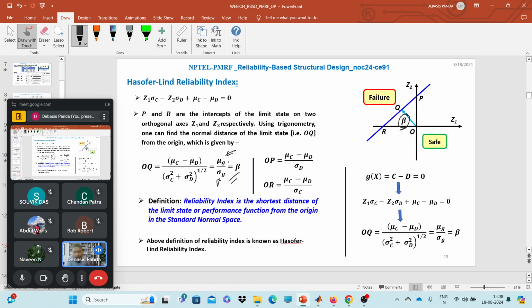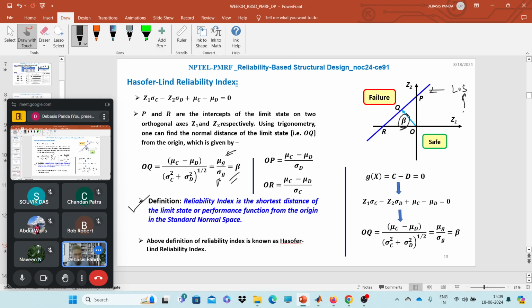Like in MVFOSM, we calculated mu g and sigma g from the variance algebra, considering Taylor series expansion, and our reference point was the mean point. But here we first convert the limit state into standard normal space, and then we find the minimum distance of the limit state function in the standard normal domain from the origin, and that definition of reliability index we call the Hasofer-Lind reliability index. And once we have found beta, we can easily find pf equals phi of minus beta.